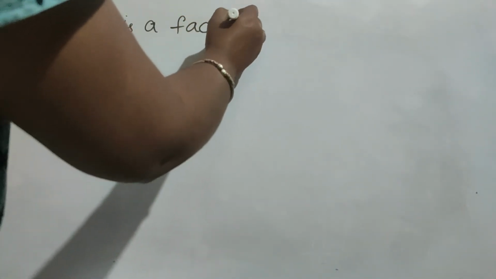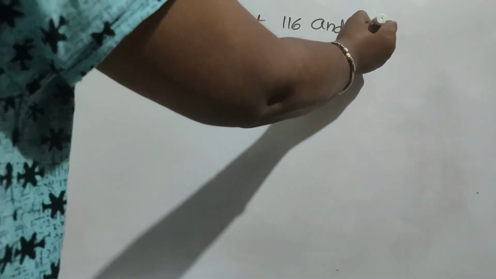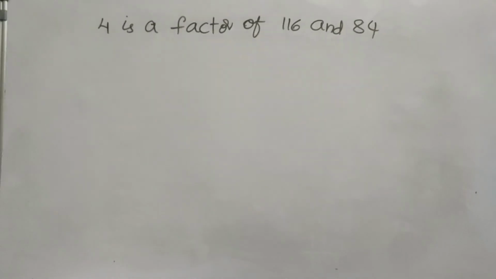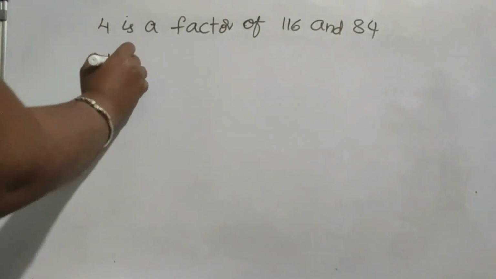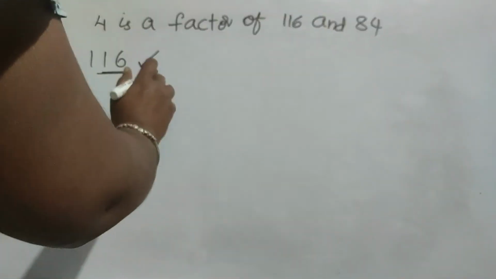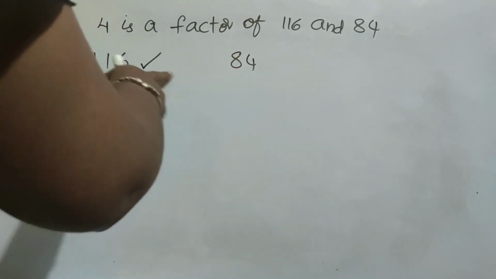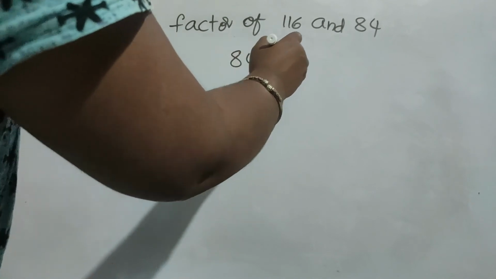4 is a factor of 116 and 84. As per the 4 division rule, if the last two digits are divisible by 4, the complete number is divisible by 4. For 116, the last two digits 16 are divisible by 4 because 4 4s are 16. So this follows. For 84, 2 4s are 8, so 21 times it goes in the 4 table. So this also follows.